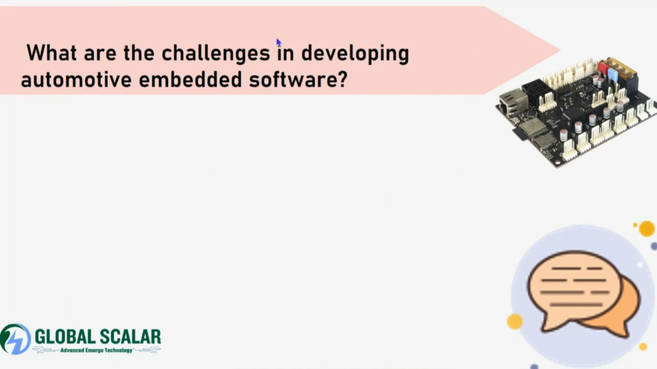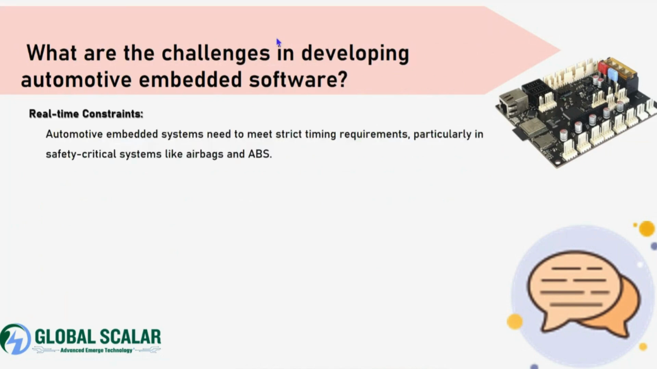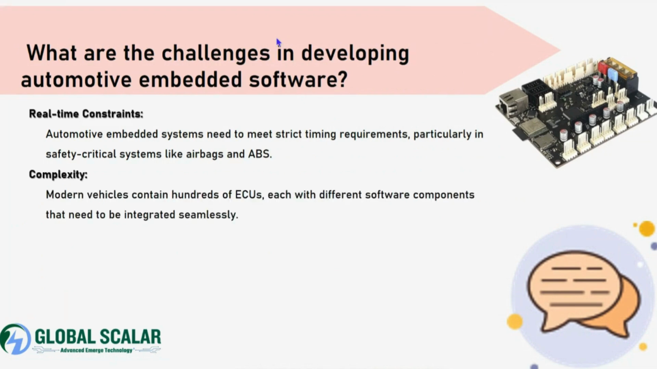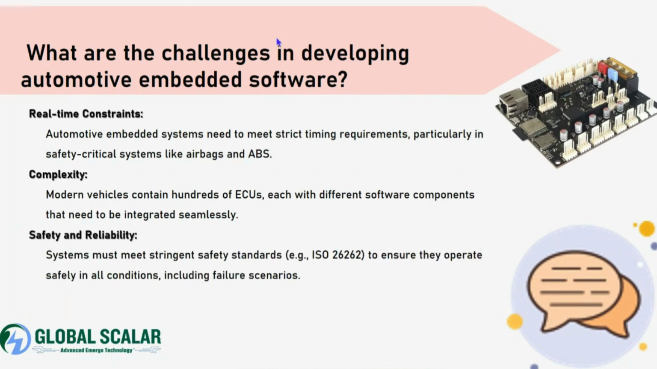What are the challenges in developing automotive embedded software? Real-time constraints: automotive embedded systems need to meet critical timing requirements, particularly in safety-critical systems like airbag and ABS. Complexity: modern vehicles contain hundreds of ECUs, each with different software components that need to be integrated seamlessly. Safety and reliability: the software must meet safety standards like ISO 26262. We need to ensure that whatever the conditions it operates in, it meets the standards and includes failure scenarios.